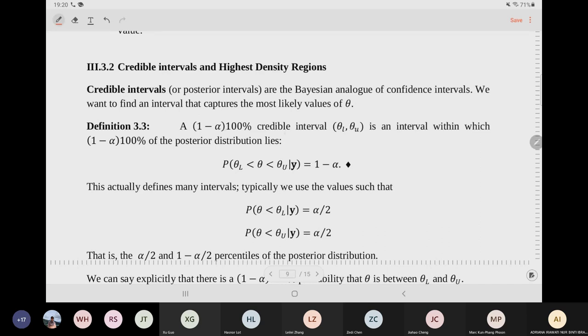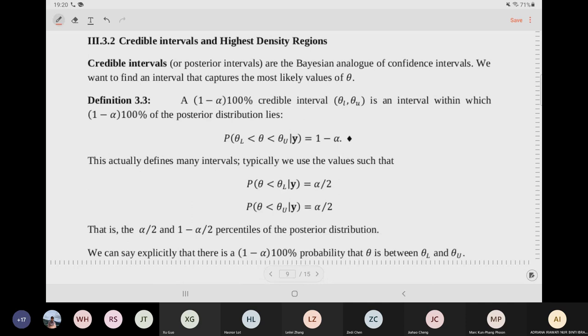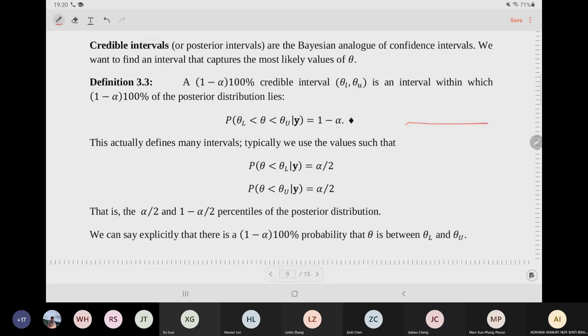It's an interval in which 1 minus alpha times 100% of the posterior distribution lies. Okay, so it's actually easier to draw. If you have a distribution, and then you have the lower limit, theta L, and your upper limit, theta U, right?